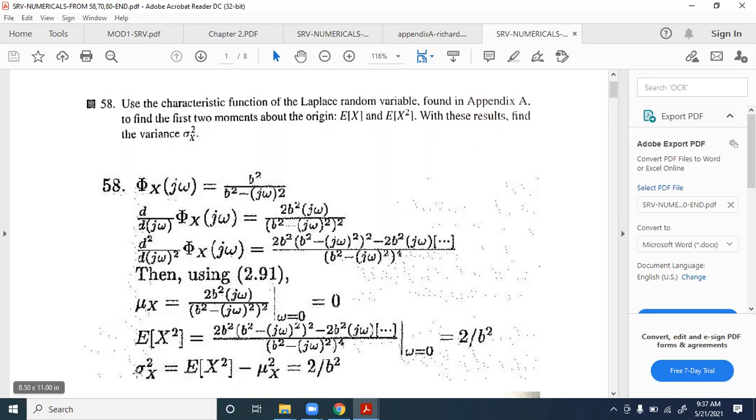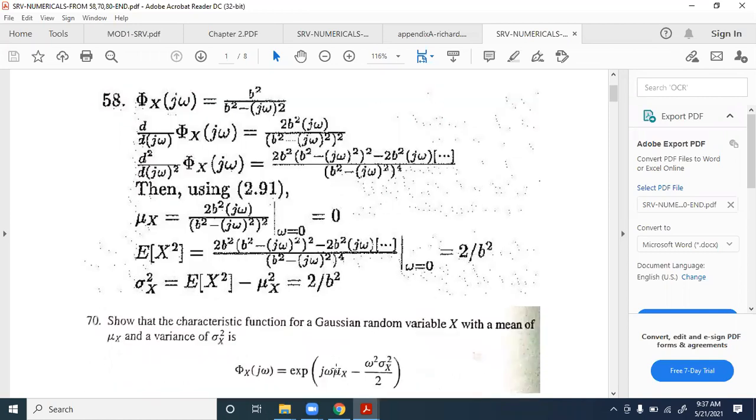And then you can find the variance, and the variance will be expectation of x squared minus the mean squared, sigma x squared, and that will give us this value 2 by b squared, and this value is 0 over here, 0 squared also if you write, it doesn't matter, so we'll get 2 by b squared. So this is the solution for the 58. Okay, so next we will go for 70.